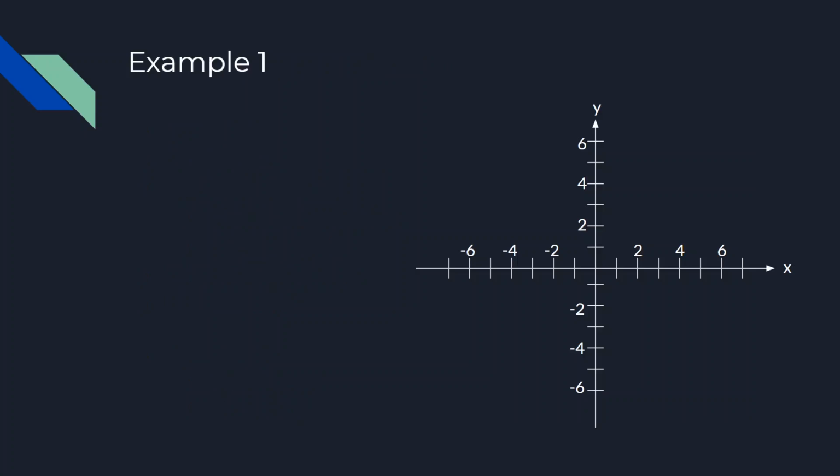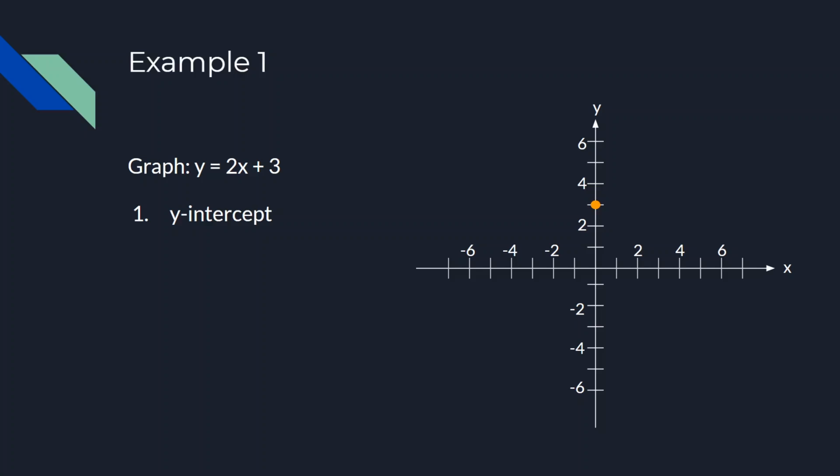Now let's try graphing this equation here. Y equals 2x plus 3. To graph this equation, we first start off with the y-intercept. Remember, the y-intercept is the value of b in the equation. You plot a point on the y-axis with the same value of b. The y-intercept in this case is 3, so we put a point at 0, 3.